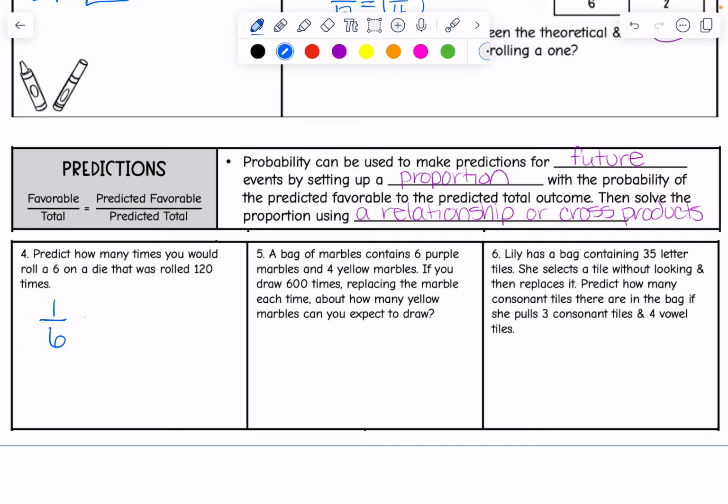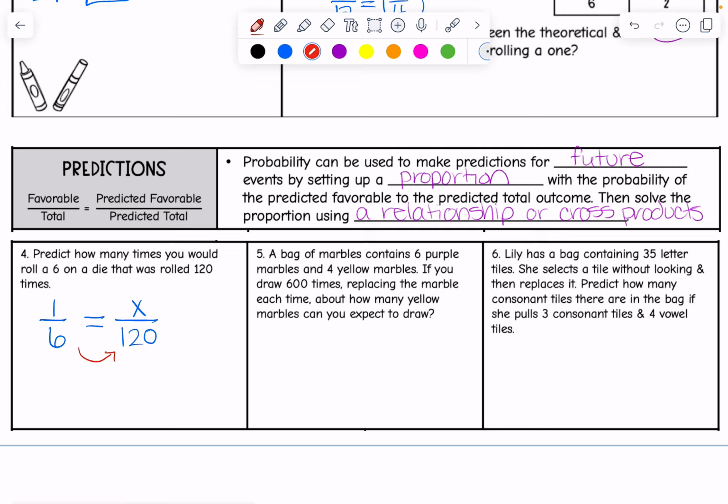Okay, we're going to set that equal to a predicted favorable over predicted total. Well, it's telling us that we're going to roll it 120 times. So that's going to be our total. And now we're going to use that information to predict how many of those 120 times should be a 6. So here's my proportion. I have it set up. And then this is where, if you need to, using cross products will always work. But I don't think that they're always the most efficient.